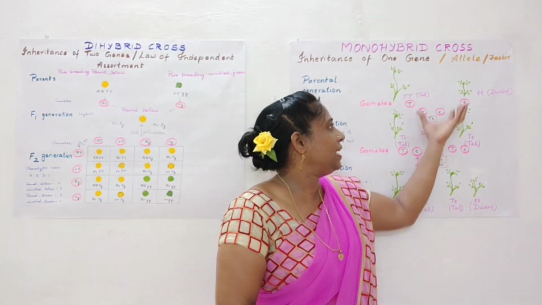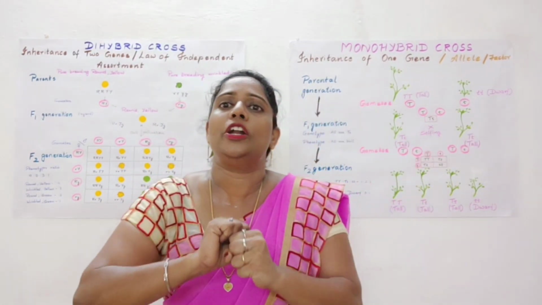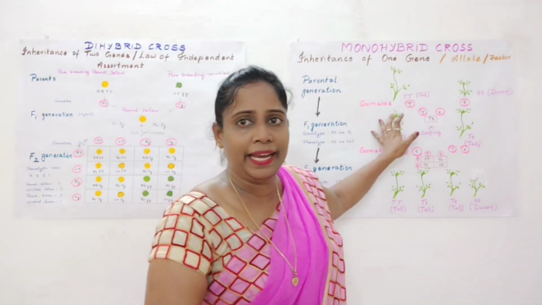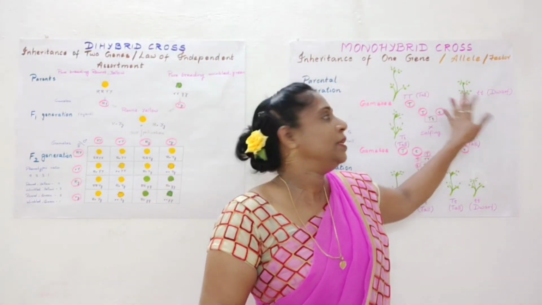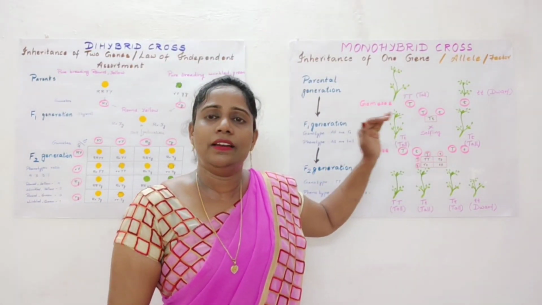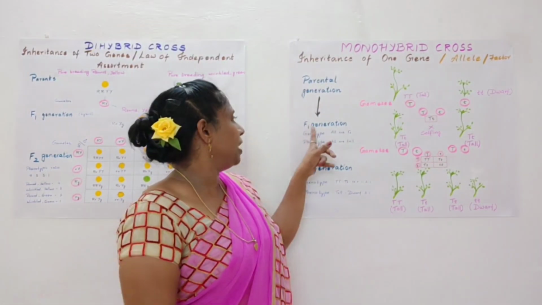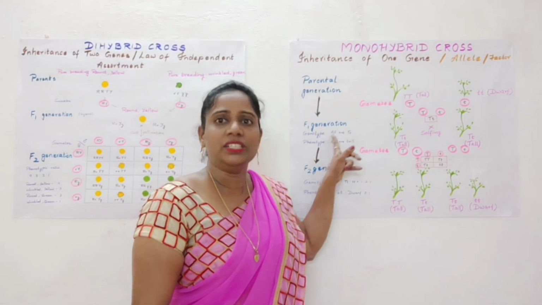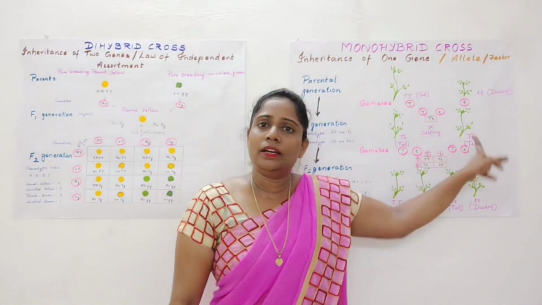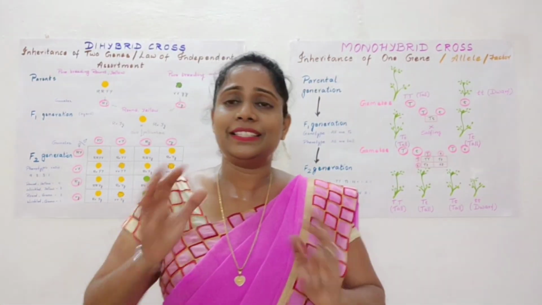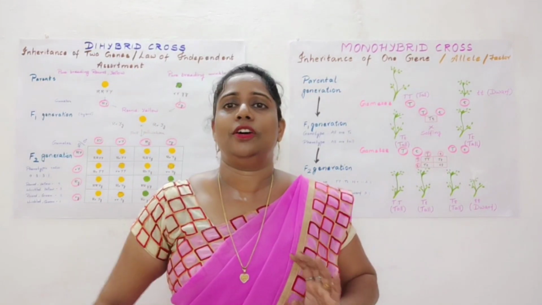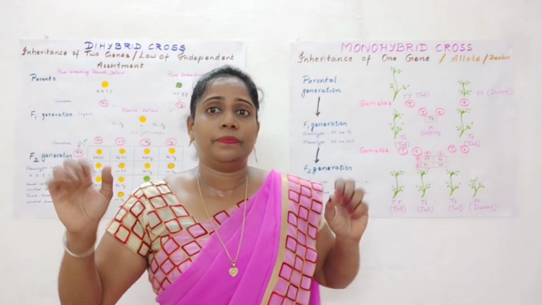So what is he actually doing? He is cross-pollinating the tall plant and the dwarf plant. In the next generation, we call that the filial one generation, that means the F1 generation. In the F1 generation, to his surprise, he found that all the plants were tall. All the plants were tall.